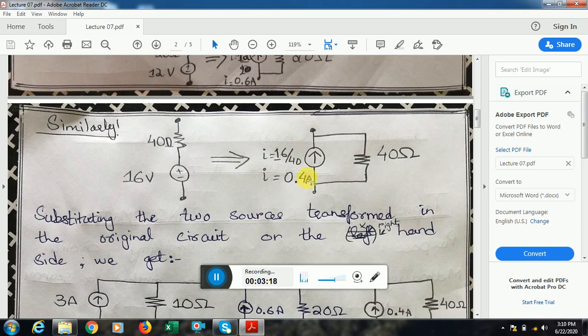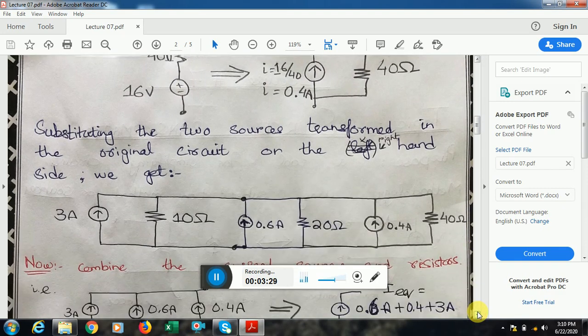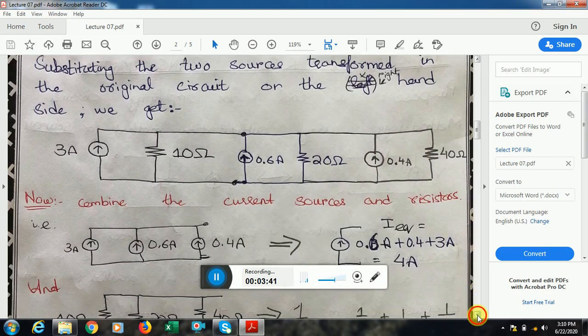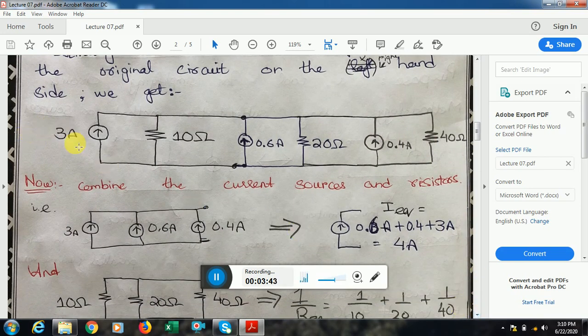Please see that the polarity plus is in conformance with the arrowhead, and the 40 ohm resistor goes in parallel. Now we'll substitute these two transformed sources into the original circuit, and this is what I get: 0.6 ampere in parallel to 20 ohm, and 0.4 ampere in parallel to the 40 ohm. Now you can see that we have three current sources. One is this, one is this, one is this. And these are all between the same nodes.